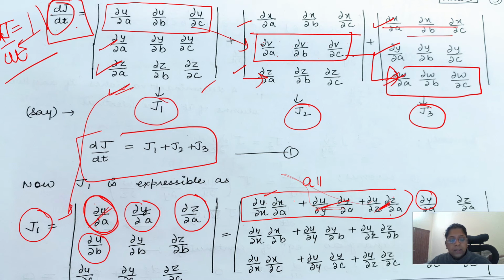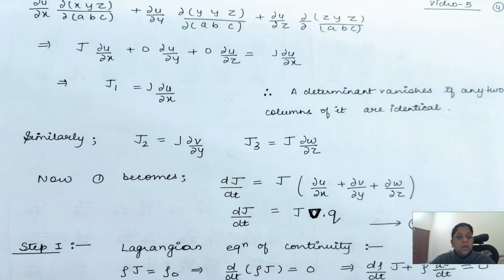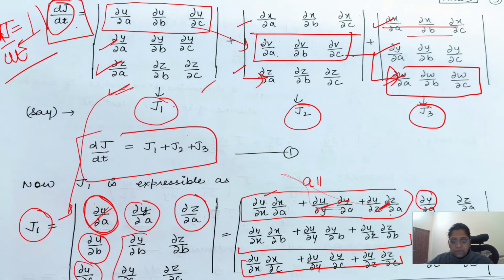Del u by del b will be expanded the same as del u by del a. Similarly del u by del c is expanded like this. The remaining terms will remain as such. Okay. Now when we solve this portion, what will we get? Just see here.